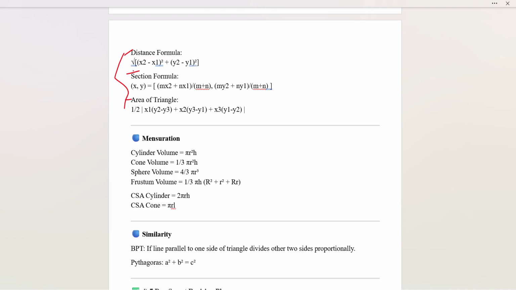Here the formulas are in one line, so not divided separately. So you can prepare from your book and solve examples on the basis of those formulas. So move to the next.